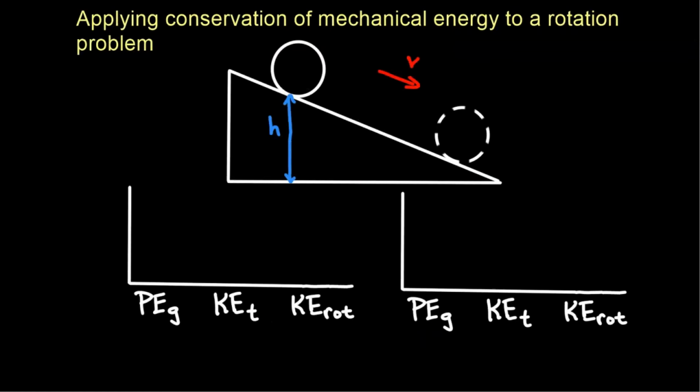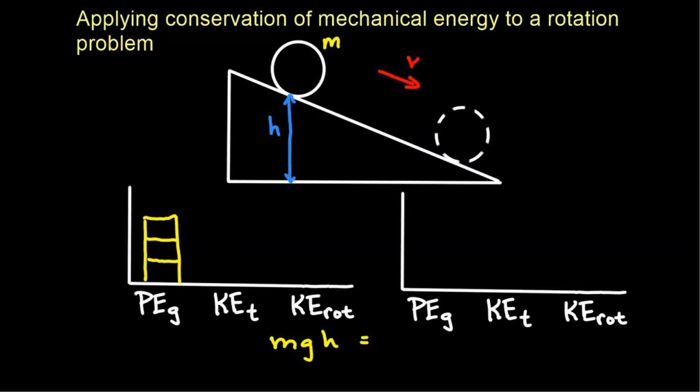Now we're going to apply the conservation of mechanical energy to a rotation problem. Here we have a ball that's rolling down a ramp. Initially, it has a certain amount of gravitational potential energy. I'm going to create a bar graph down here. Let's say it's got 3 amounts of boxes and it has a certain amount of mass. So initially, it's got mgh. And let's say initially it isn't moving, so there's no translational kinetic energy and no rotational kinetic energy.